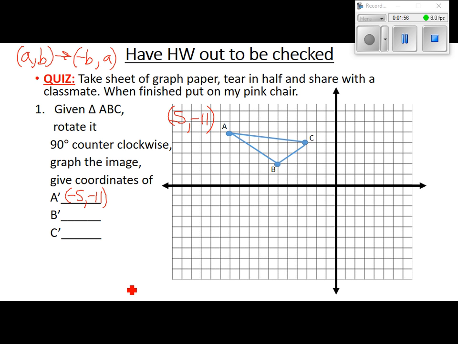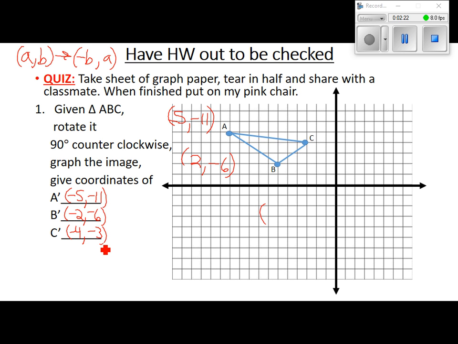How about B prime? If we switch it around, we got 2, negative 6. What do we got to do to that 2? Negative. So negative 2, negative 6. How about C prime? Just give me that real quick. Negative 4, negative 3. Everybody agree with Quentin on that one?